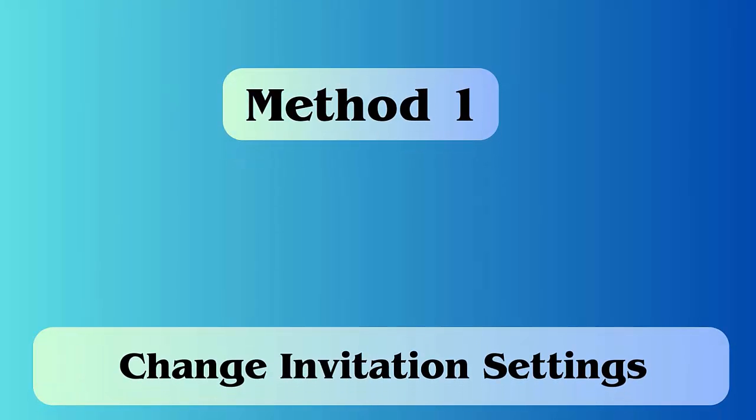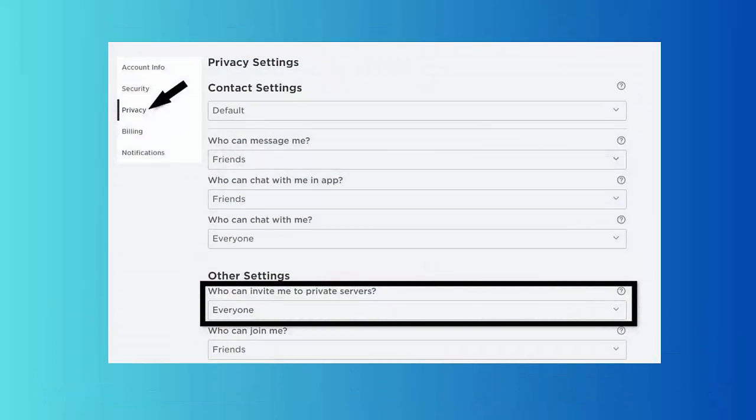Method 1. Change invitation settings. First, open Roblox game page. Then, tap on gear icon on game's thumbnail. Now, choose privacy. Next, open other settings option. Here, select everyone under invitation settings to join game. Lastly, save the change.